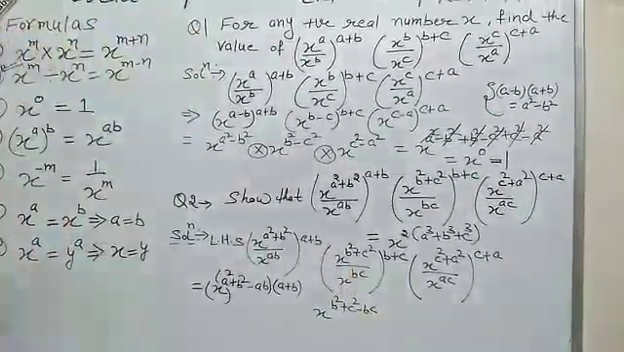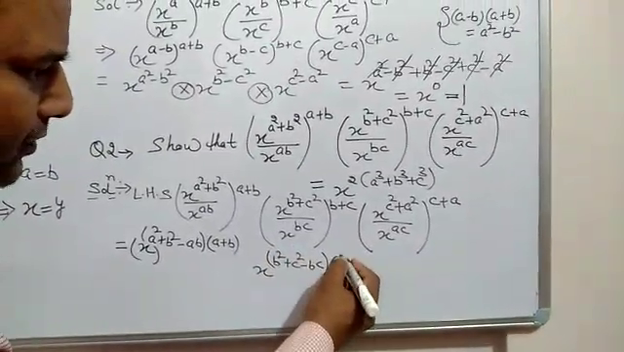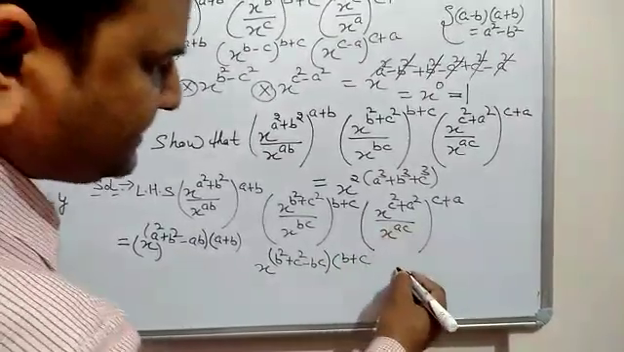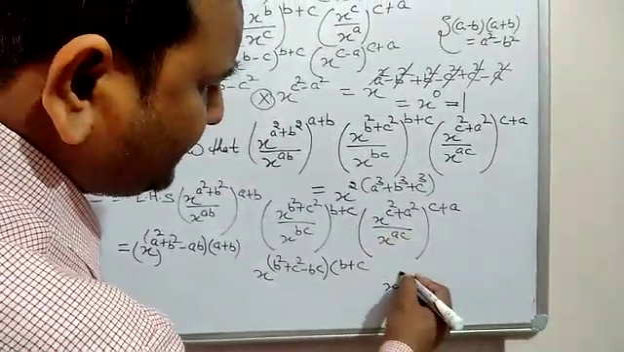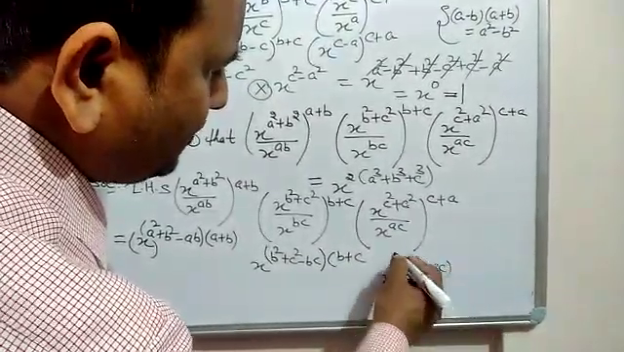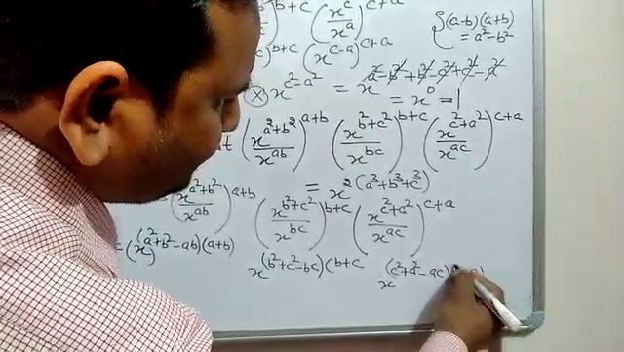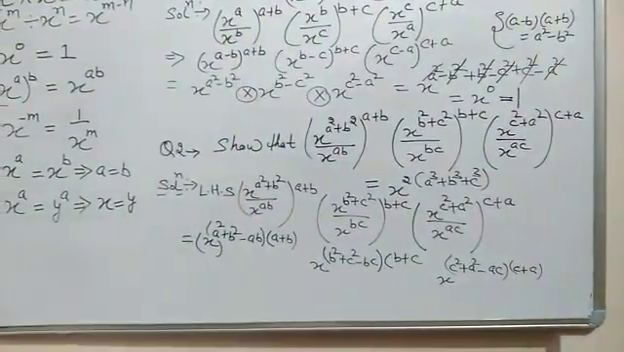Again we apply the same formula. When the bases are same with the sign of division, powers should be subtracted, into b plus c. And the last, x to the power c square plus a square minus ac, to the whole power, bracket, c plus a. Now students, see it carefully.